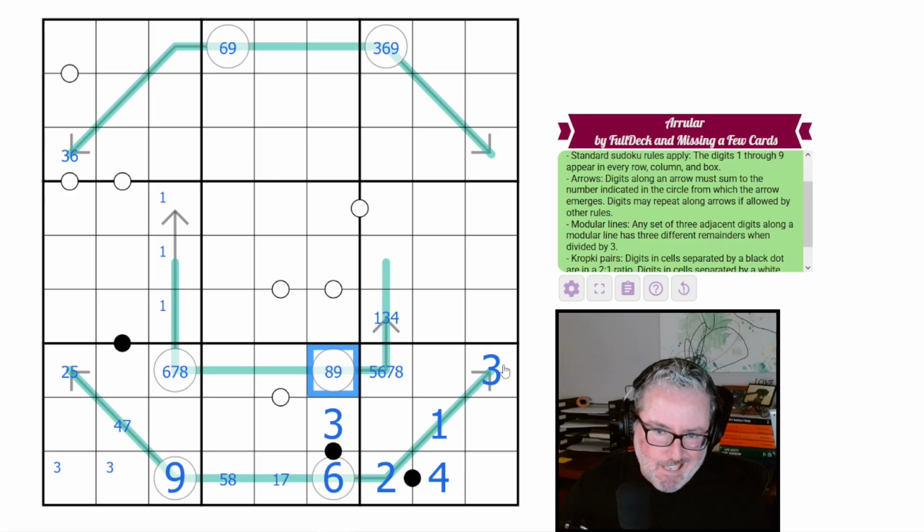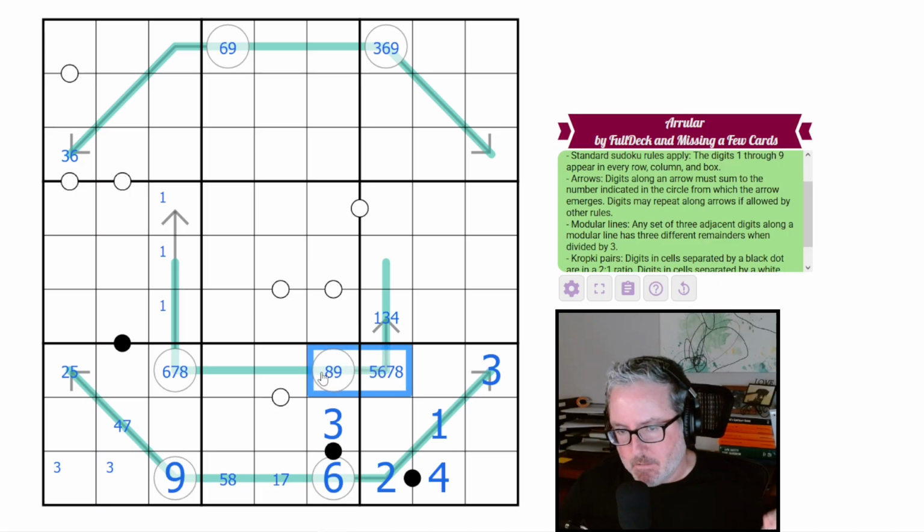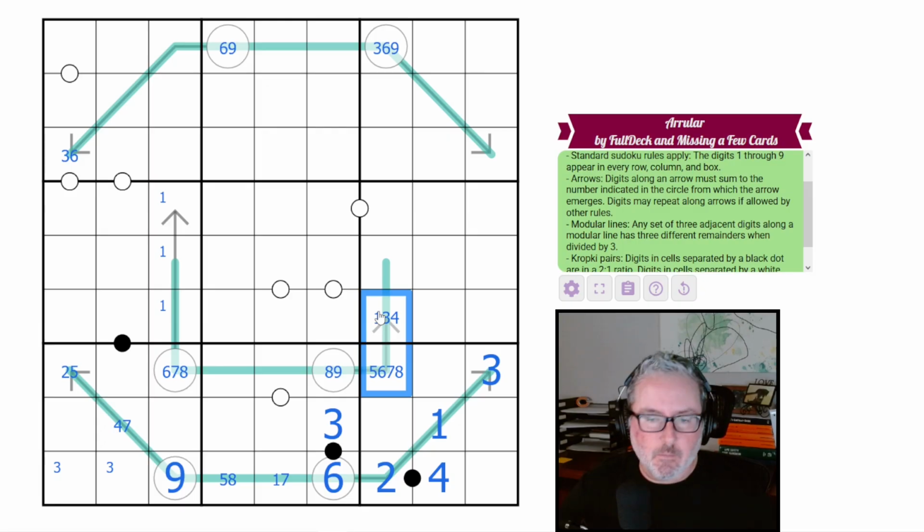What about 8? 5 and 3 wouldn't work because the 5 and the 8 are in the same group. 6 doesn't have anything to go with. 7 would have to be with the 1. The 1 and the 7 are in the same group. It can't be 8. There's no other way to make 8, so this is 9.